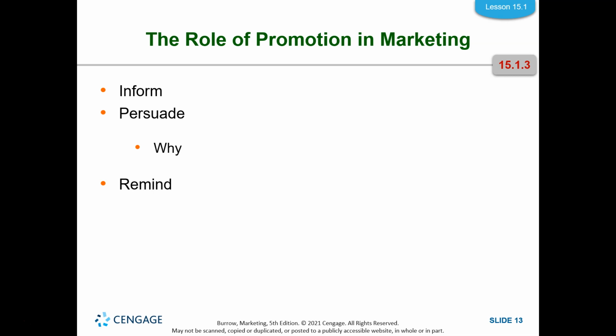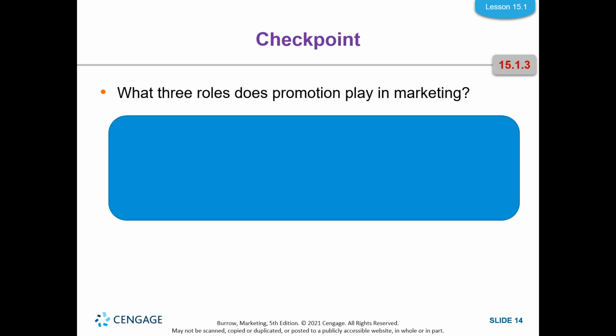persuade, and remind. So checkpoint question really quick here because it's a short section in the textbook. What 3 roles does promotion play in marketing? I'll pause now so that you can get those 3 roles answered.